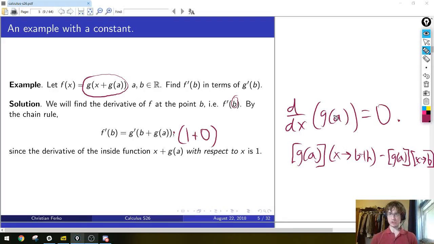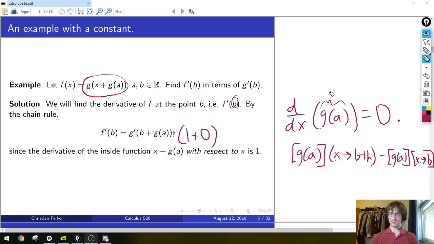The statement is that you take the number g of a, which is simply the number you get by plugging the constant a into the function g. That just gives you a number. It has nothing to do with x. This is just a number like 11. If I take 11 and replace x with b plus h, well, there's no x, so it's still 11. If I take g of a and replace x with b, again, there's no x, so it's still 11. So the numerator of the difference quotient is identically 0, which means the derivative with respect to x of g of a is necessarily 0.